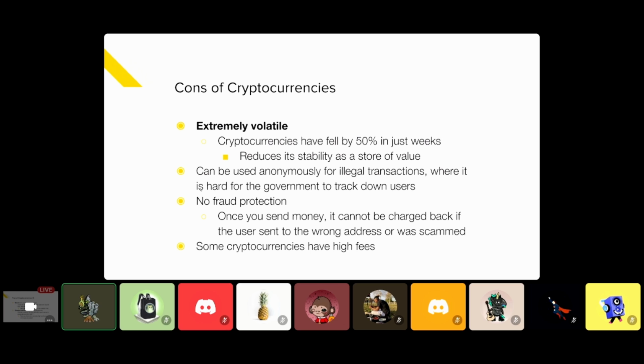And along with that, some cryptocurrencies have high fees. Like Ethereum's main network right now, if you were to make a transaction, it would range anywhere from $30 to $60. You can use different chains along with Ethereum, like Polygon, which would be less than a cent, but the main blockchain right now has very high fees.